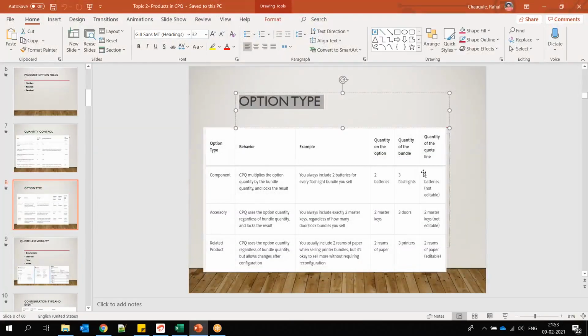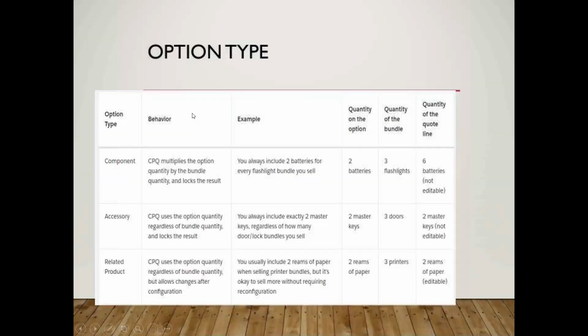So these two fields are very important, and how that will change the logic on quote line editor, right? Let me explain this slide so you will understand. If I selected option type as component, accessory and related product, sorry, these are the three types, right? Option type. If I selected component, just compare these three columns. Quantity on the option is 2, quantity of the bundle is 3. What will be the quantity of the quote line when we add this particular product with the component option type?